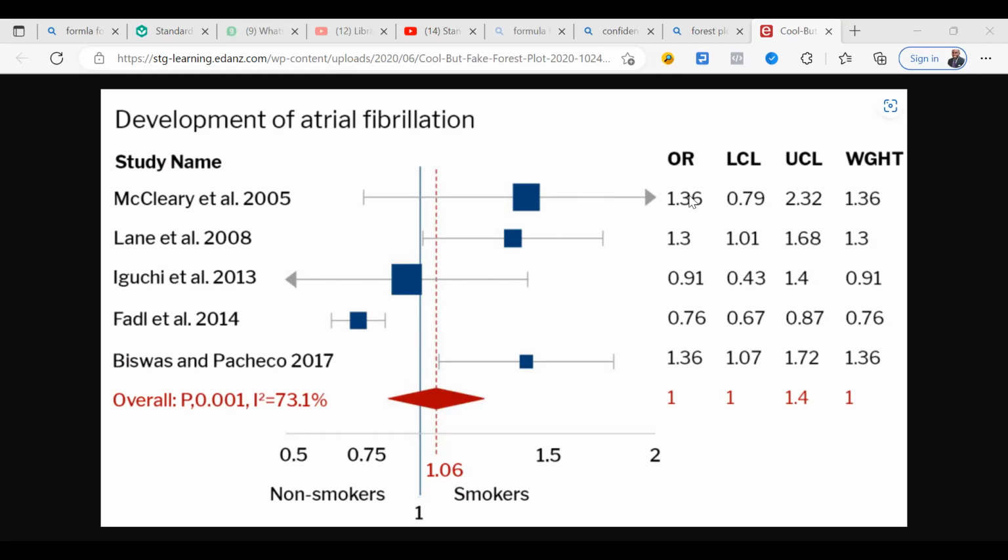1.36. What does it mean? The odds of having atrial fibrillation is 36% higher among the exposed group. No, we just mentioned among smokers. Okay, among smokers compared to non-smokers. Correct. However, continue, you have not finished. Interpret this side.